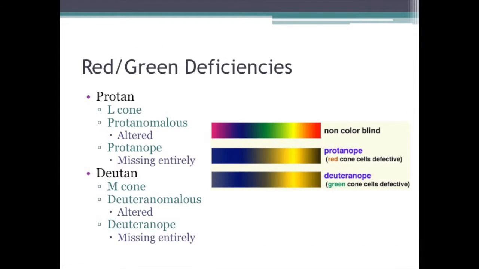Now, can you tell me about the different types of deficiencies? The first deficiency would be the red-green deficiency. This affects your protan and deutan. For protan, it would be your L cone or your red cone cells being defective in a way that they're altered or missing entirely, and for deutan, it would be your M cone or your green cone cells being defective, and they also would be altered or missing entirely. The picture on the right shows the wavelength that a non-colorblind person would see, a protanope, and a deutanope would see.